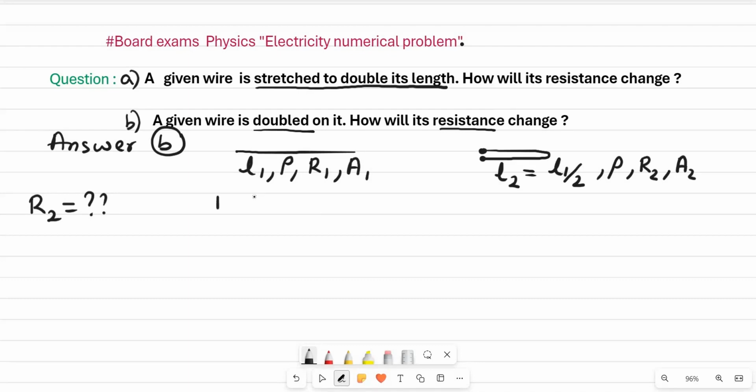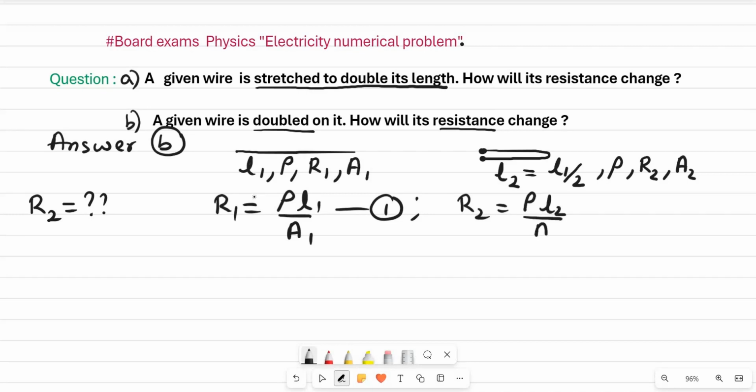So we have the formula R is equal to rho L by A. In the first case, R1, L1, A1. This is our first equation. In the second case, R2 is rho L2 by A2. We know L2 is L1 by 2. But what about A2? For that, we come to the volume expression. Volume is length into area. So from here we can write area is volume by length.